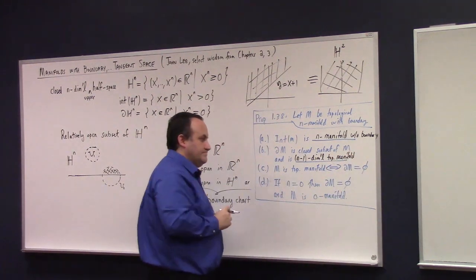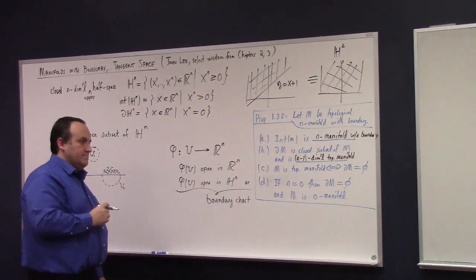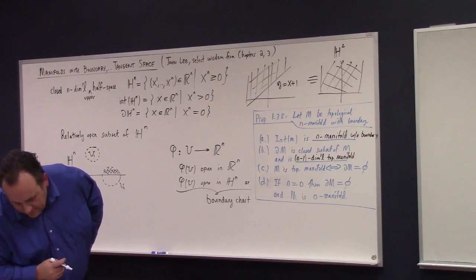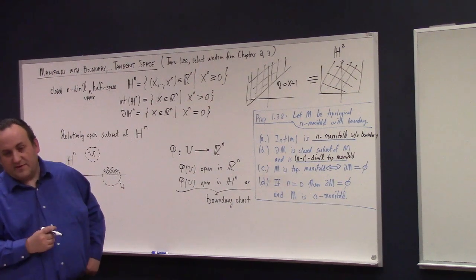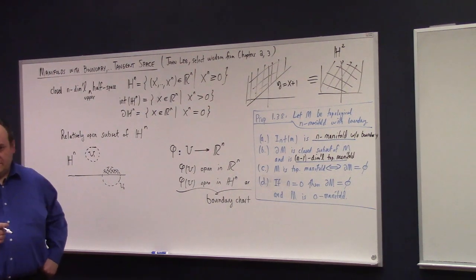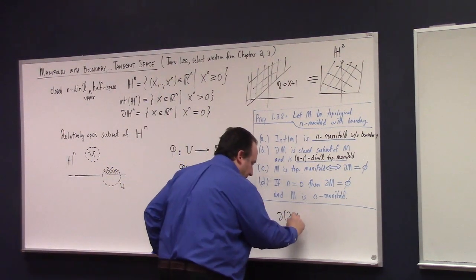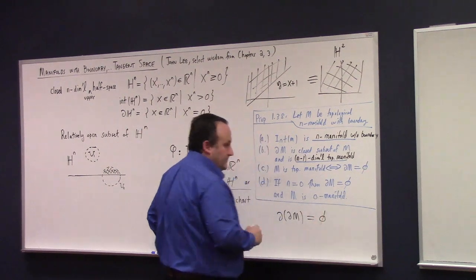All right. And I think you could say without boundary, but he does say without boundary. The boundary of the boundary is nothing. So if I was to say the boundary of the boundary of M, the answer is it's empty. Okay.